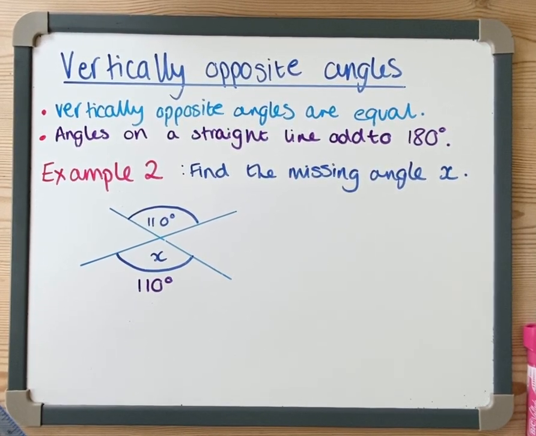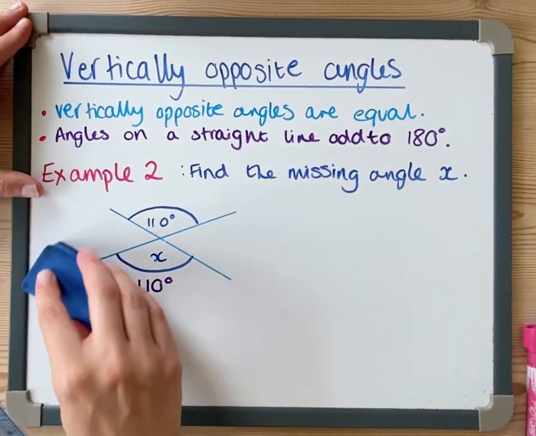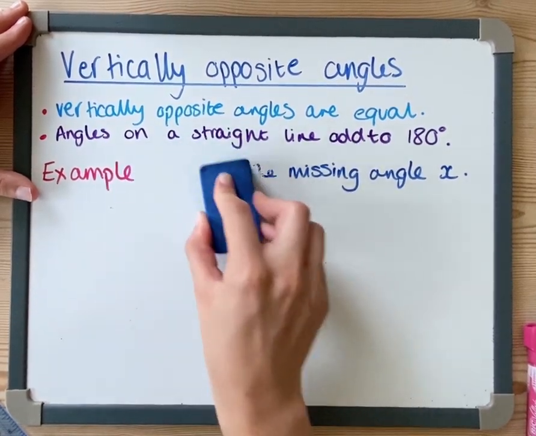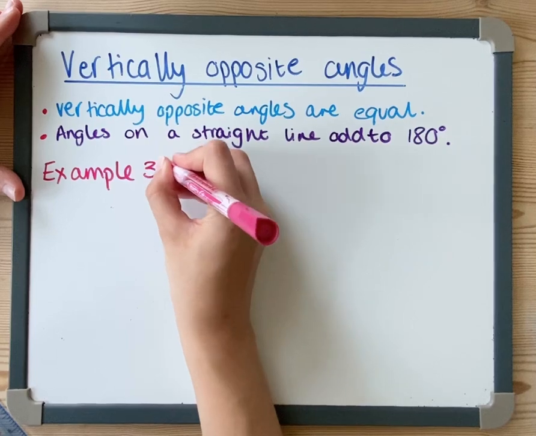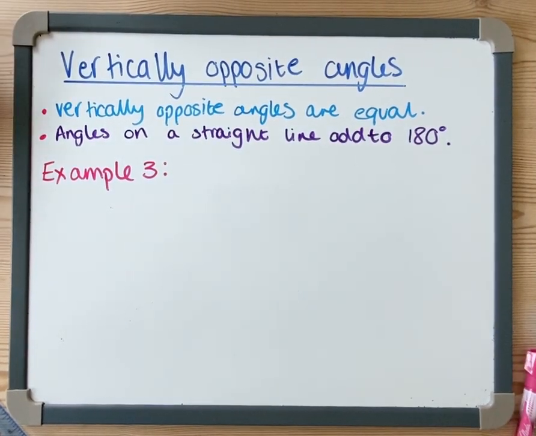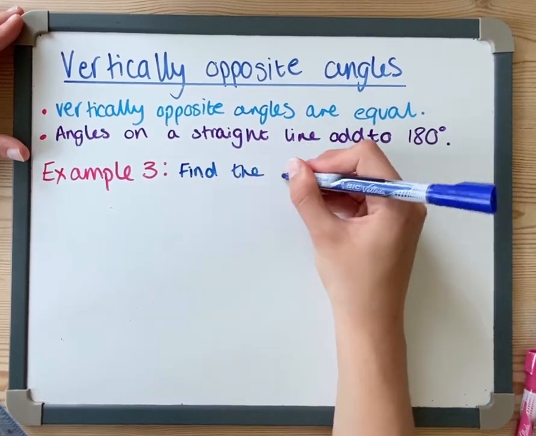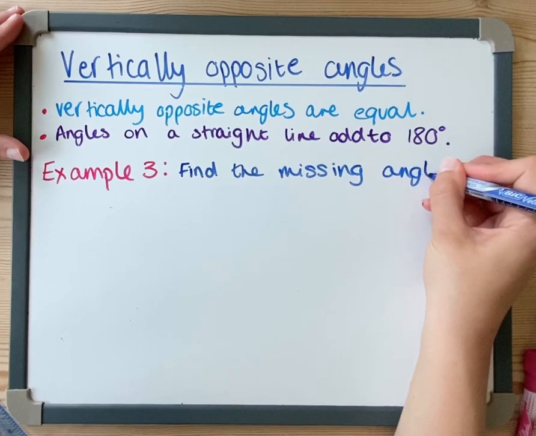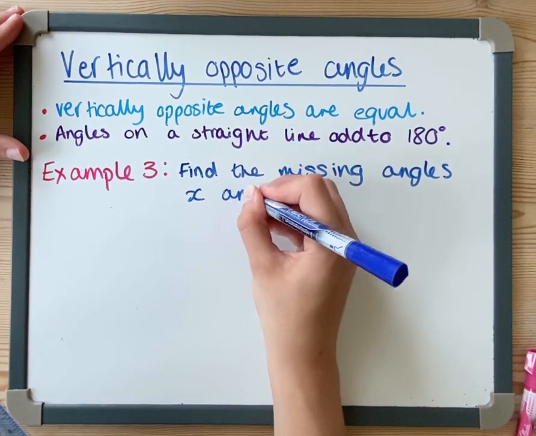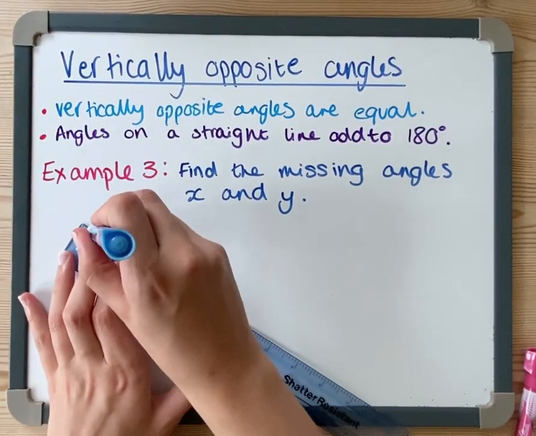Going to move on to a slightly more complex example now. Not overly complex, but just a little bit more. So this one is example 3. Make sure you've written this down. Our question here is going to be to find the missing angles X and Y. So we're going to have to find more than one angle in this one.